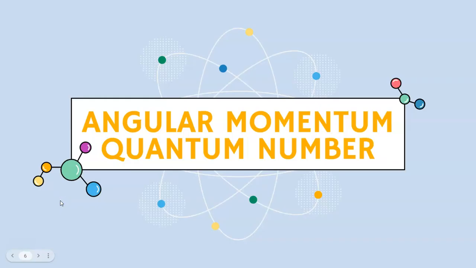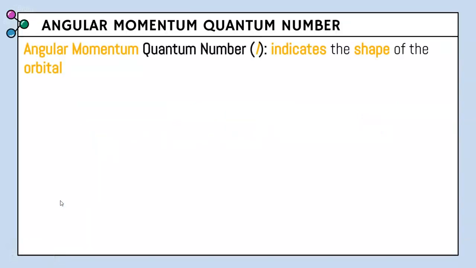Our next quantum number is the angular momentum quantum number. The variable for the angular momentum quantum number is a lowercase l, and it indicates the shape of the orbital. Now, orbitals aren't always spheres. There are actually 4 different shapes an orbital can be. And the value range is from 0 to 3.